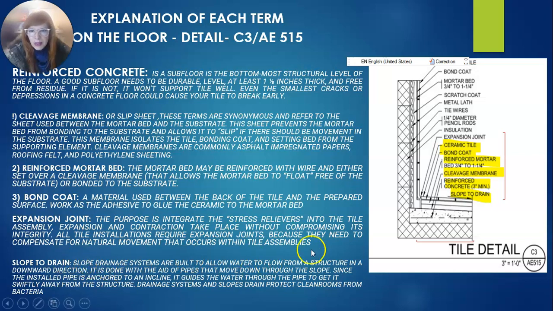The other thing that appears here is the slope to drain. The slope to drain is very important. Slope draining systems are built to allow water to flow from a structure in a downward direction, like here. It is done with the aid of pipes that move down through the slope. Since the installed pipe is anchored to an incline, it guides the water through the pipe to get it swiftly away from the structure.